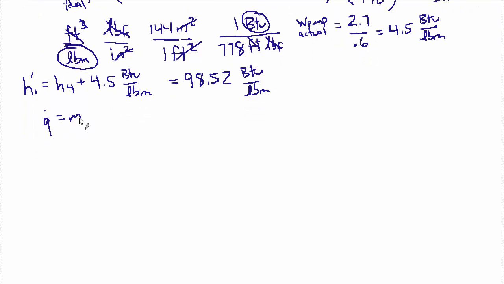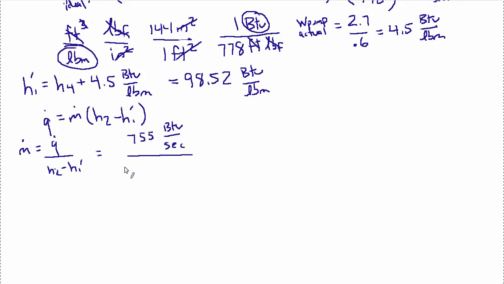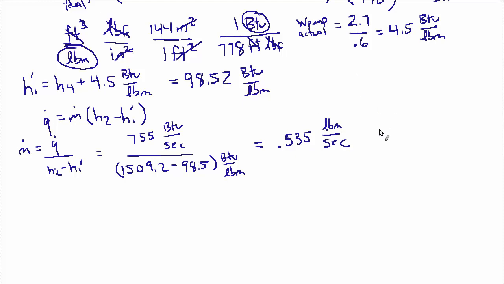We had Q dot equals m dot h2 minus h1 prime, we can isolate m dot equals q dot over h2 minus h1 prime, which equals 755 BTU per second, over h2, which you have to go back up if you want to see what that is, but it's 1509.2 minus 98.5. Those units are BTU per pound mass. And that gives us a mass flow rate of 0.535 pound mass per second. And that's the answer to B, so we had to find B en route to finding A.